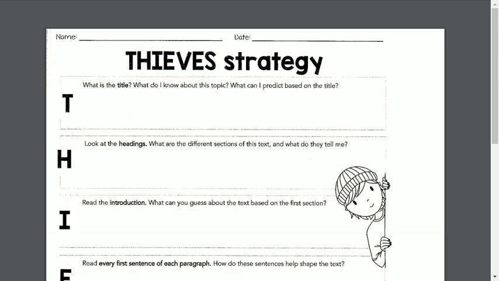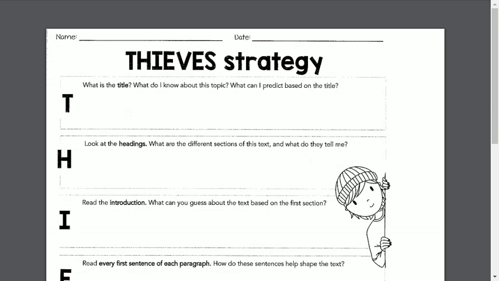I can look down and it's got a timeline. So I know that something's going to be talking about time-wise. And then there are some questions here at the end. So what do I know about the headings? Well, there are not really any headings, but I know that there are sections. So I might write down here that there are 2 paragraphs, and then there's also a timeline. That's probably what I would write down under H.